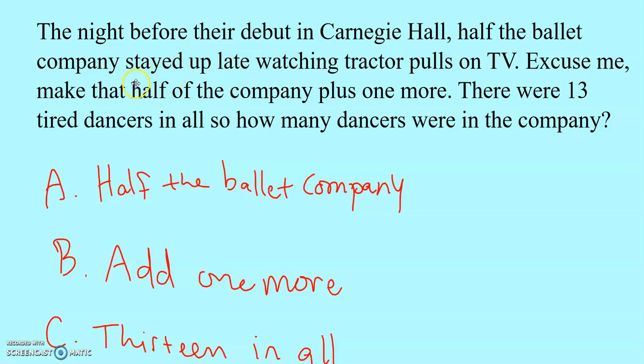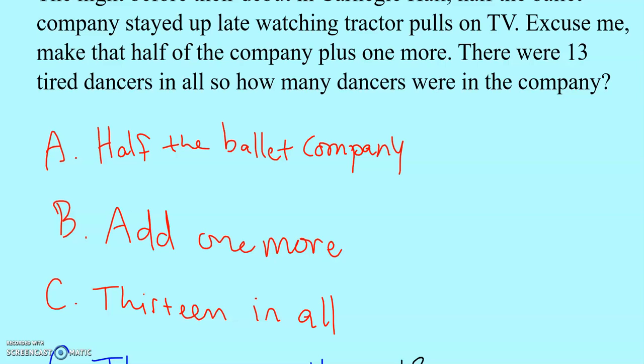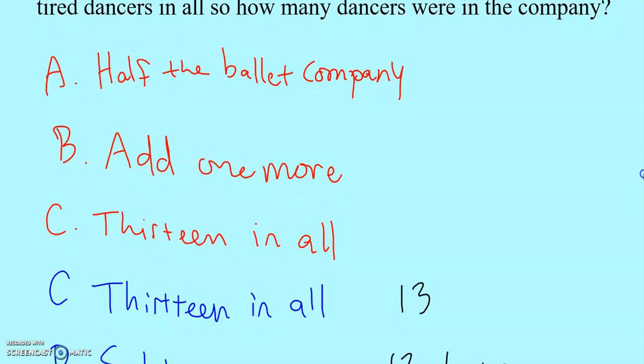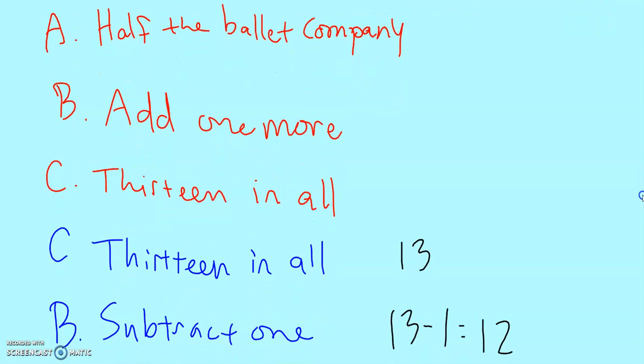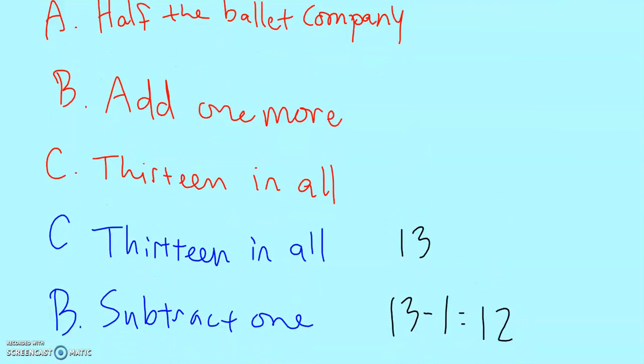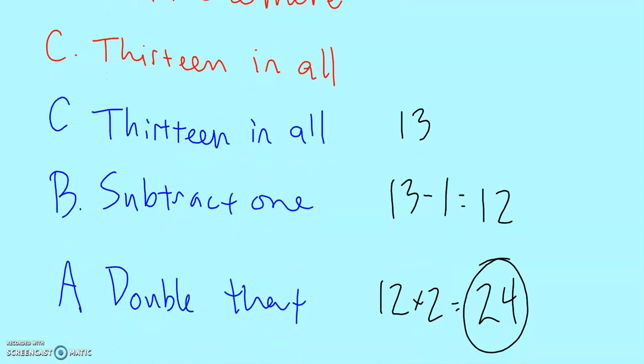Half the company stayed up late watching tractor pulls on TV. There were 13 tired dancers. How many dancers were in the company? That's half the company plus one more. So basically, the first step is to think about how much half the company is. Then you add one more to that, and you will get 13. So you have to go in reverse order. I started with step C, with 13, and I did the opposite of adding one more, which is to subtract 1 to get 12, and then finally I doubled that, which is the opposite of taking half, to get a total of 24.